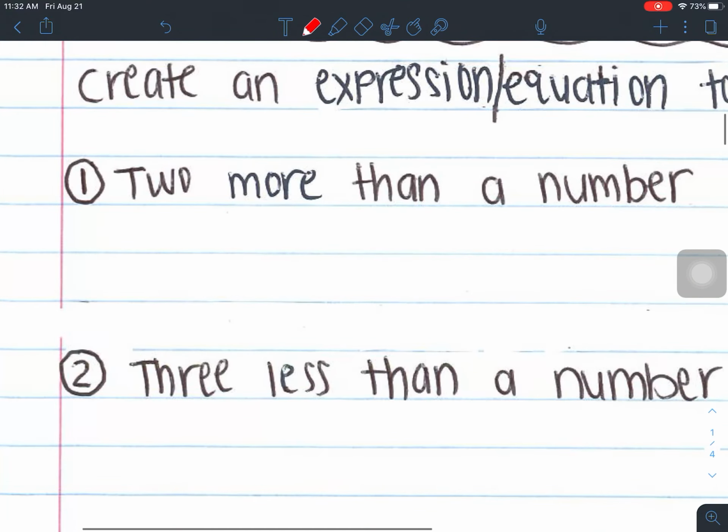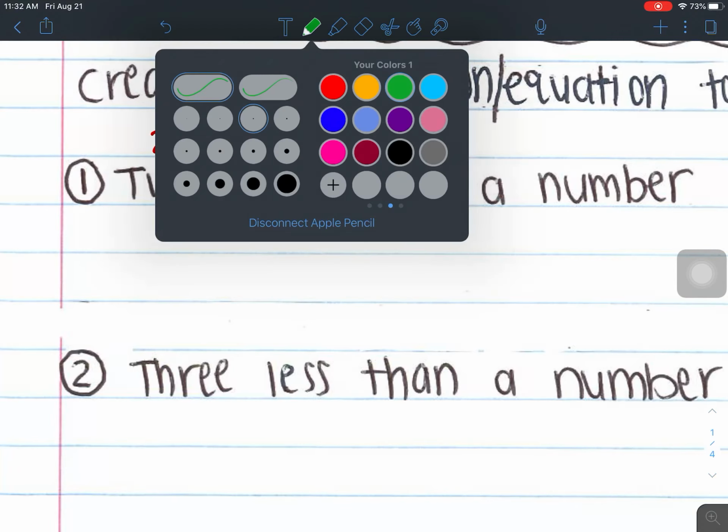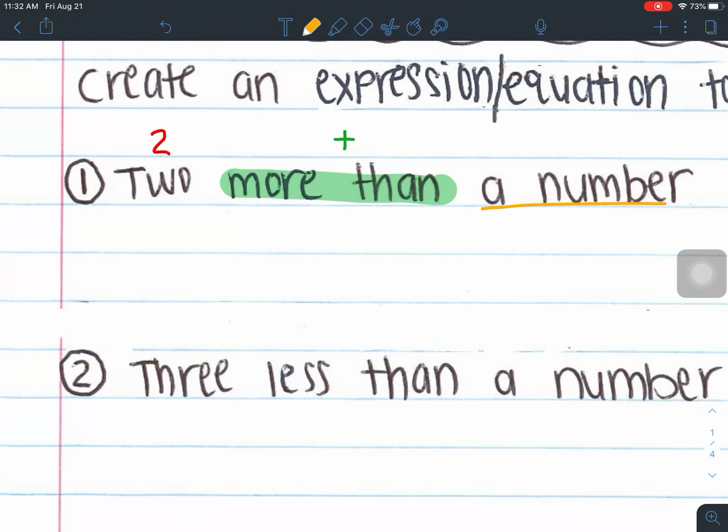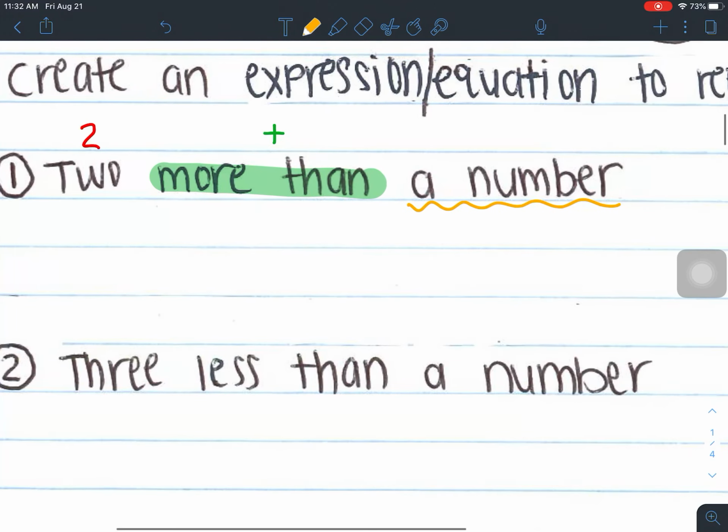So 2 obviously means the number 2. Now a key word that I see here is more than. And more than to me means addition. So 2 more than a number. Well, what's a number? Well, I don't know what that number is, right? They didn't tell us what that number was. And when we don't know something in math, we give it a variable. A variable is a letter. And so typically we like to use the letter x. You can use whatever letter you'd like. You can use M, you can use Z, but I like to use x.